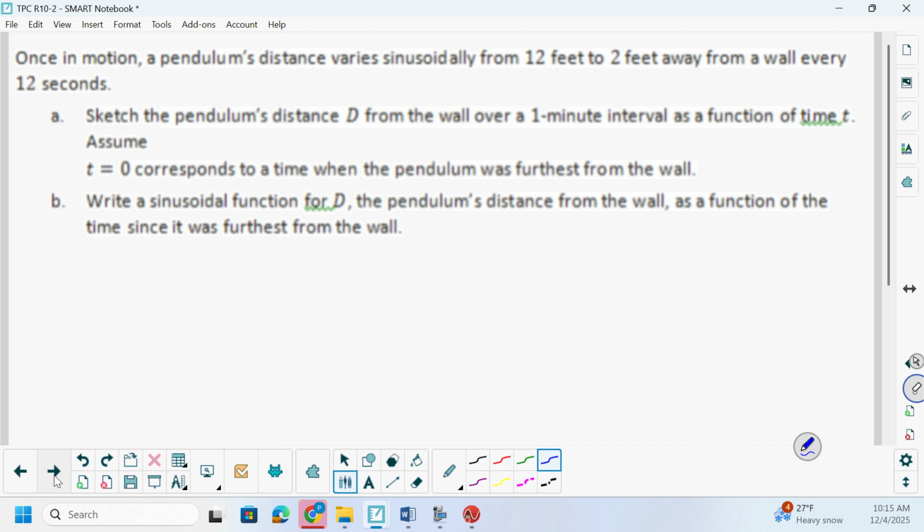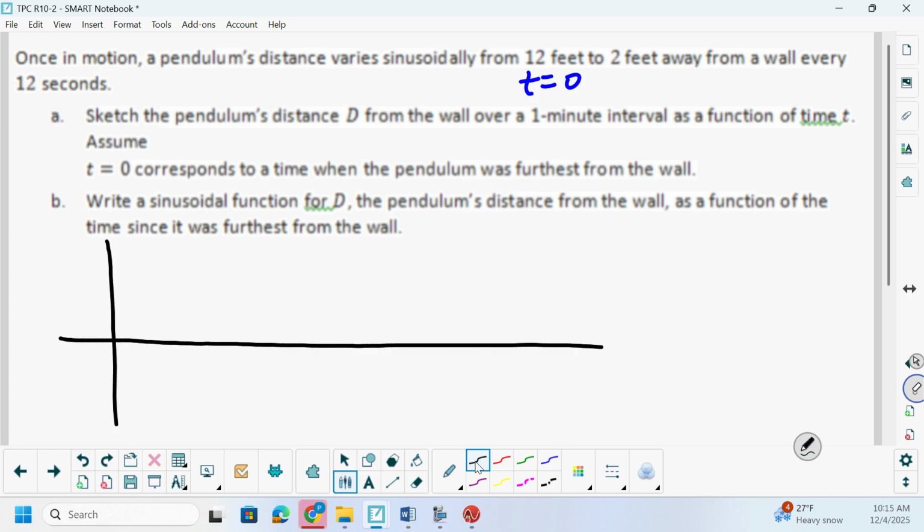We're going to sketch the distance d from the wall over a 1-minute interval, time t, assume t equals 0 corresponds to when the pendulum is furthest from the wall. So in other words, t equals 0 is going to be the 12 feet. So let's make an xy axis, and we'll make a really long x-axis, or I guess it's a t-axis in this case. So we're going to do our t in seconds, and this will be our d-axis, which is in feet, our distance.